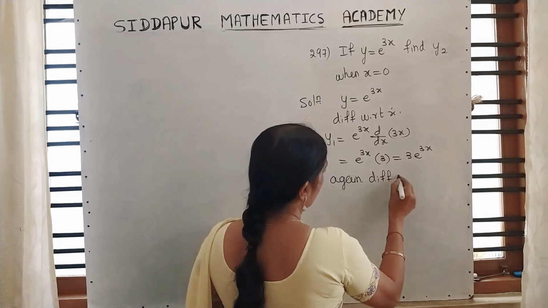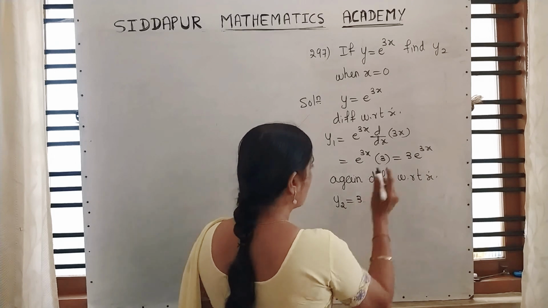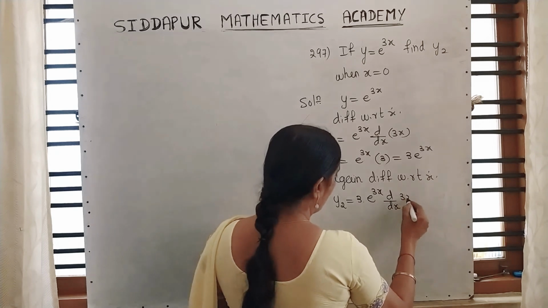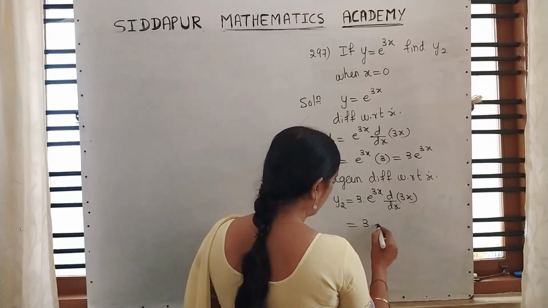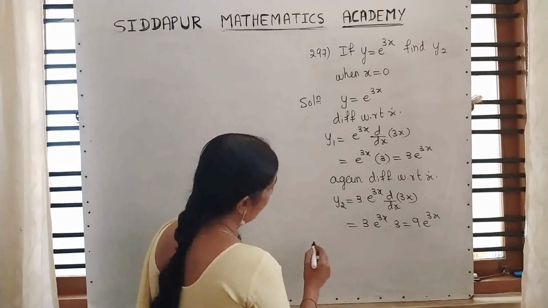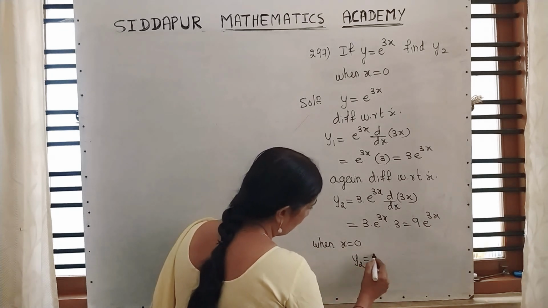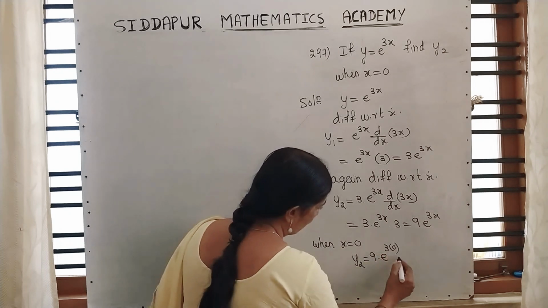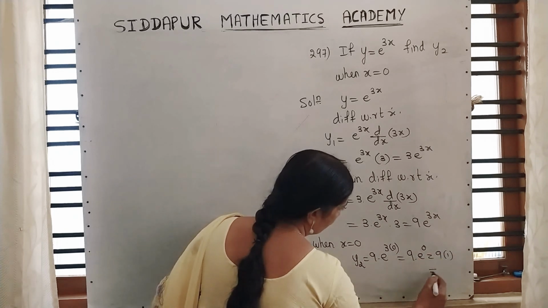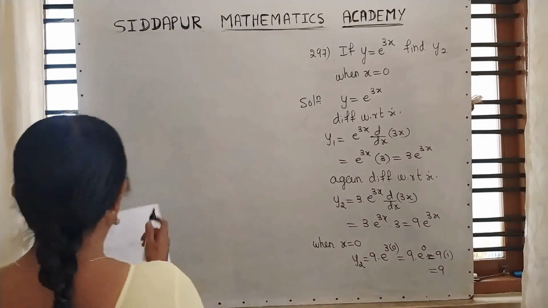Again differentiating with respect to x. This is y2, 3 constant, differentiation of e raised to 3x is e raised to 3x into differentiation of 3x. That is 3. Finally, it is 9 into e raised to 3x. When x is equal to 0, y2 is 9 into e raised to 3 into 0, 9 into e raised to 0. Any number raised to 0 is 1. Final answer is 9. Moving to the next question, that is question number 298.